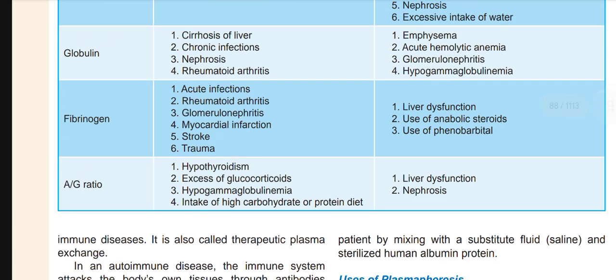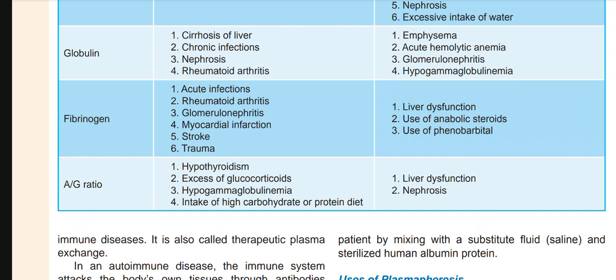And fibrinogen, when it is increased, in acute infection, rheumatoid arthritis, glomerulonephritis, myocardial infarction, stroke, trauma, and when decreased, in liver dysfunction, use of anabolic steroids, use of phenobarbital. And the albumin globulin ratio is increased in hypothyroidism, excess of glucocorticoid, hypogammaglobulinemia, intake of high carbohydrate or protein diet, and when it decreases, in liver dysfunction and nephrosis.